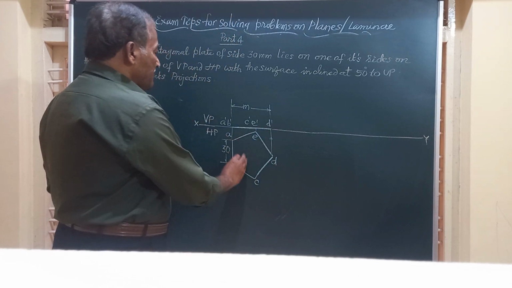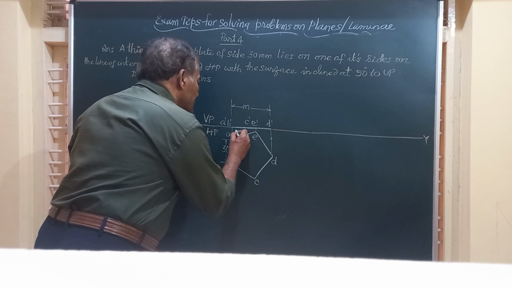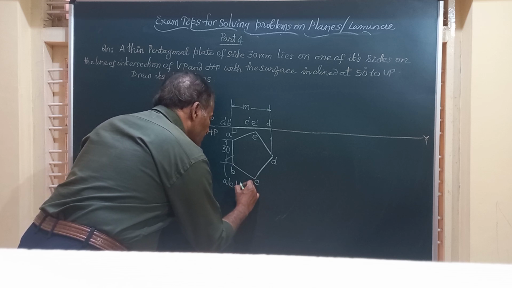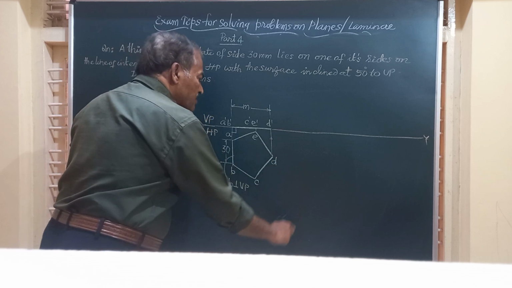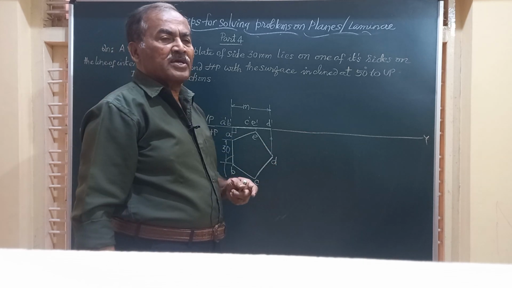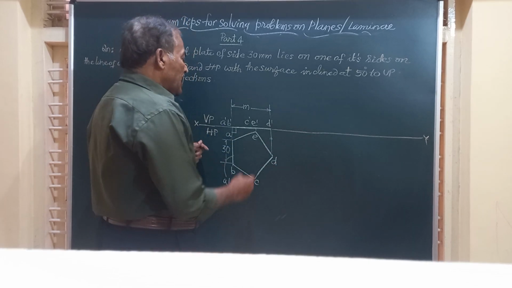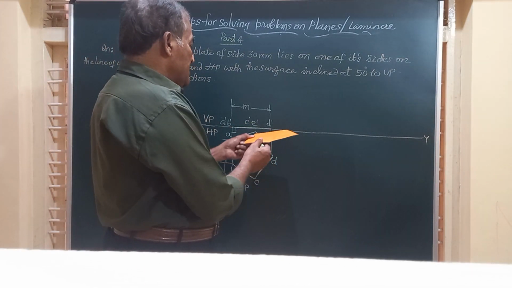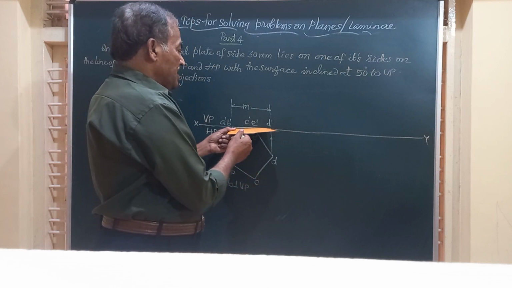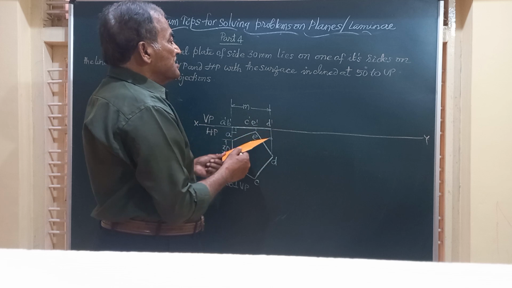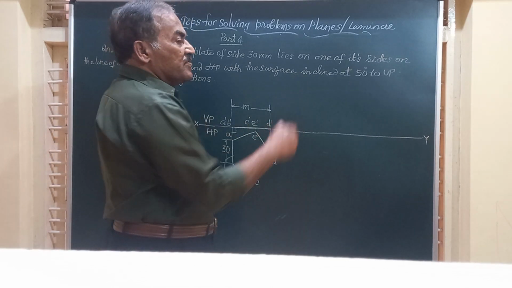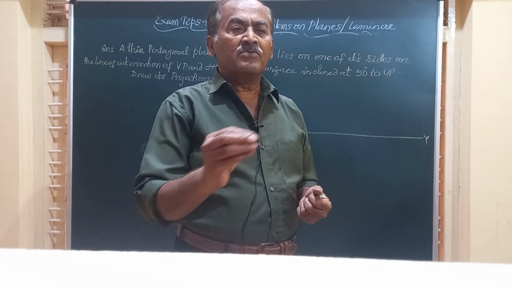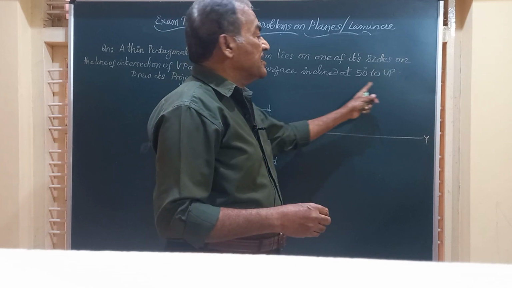Friends, now the lamina is on HP and with side AB, I will say here AB is perpendicular to VP. Any line drawn perpendicular to XY is perpendicular to VP. And friends, now the lamina is in contact with the XY or the HP. I have just kept like this, friend. Now he says the surface is inclined at 50 degrees to VP. So we should not get confused. Just to make it a good problem, I have given the inclination to VP.